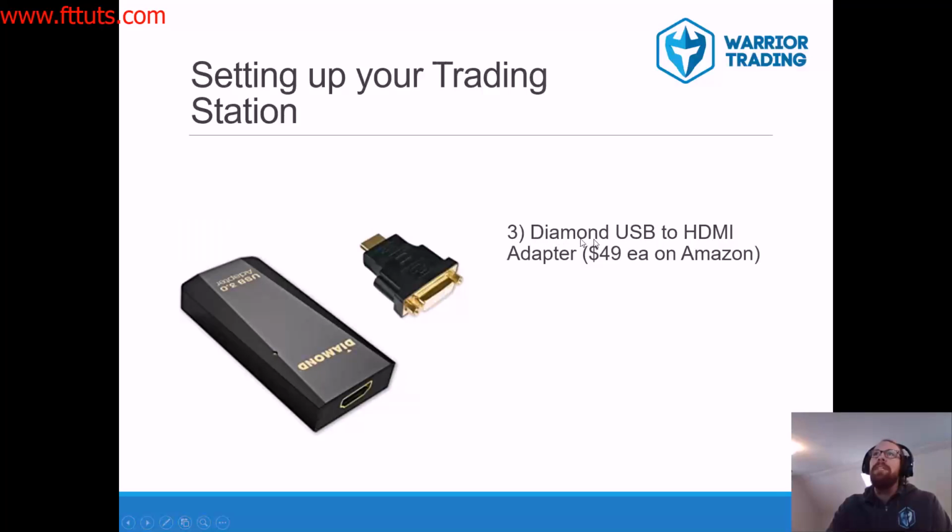Number three, Diamond USB to HDMI adapters. They're $49 each on Amazon. I can power 8 monitors on my laptop using these. Now, I split my monitors between my 3 laptops, but if you only have one laptop and you want to run 4 monitors, you can do that using this USB adapter. What you do is you plug this in to your USB port, and right out of the back is an HDMI cable to power your adapter.